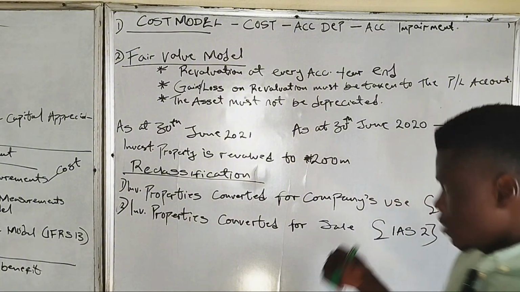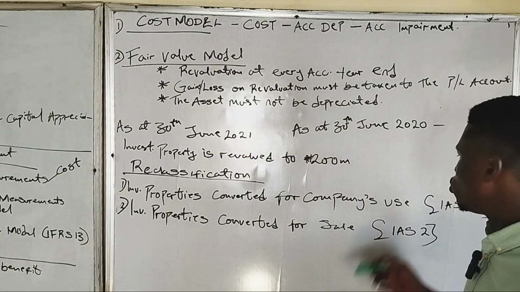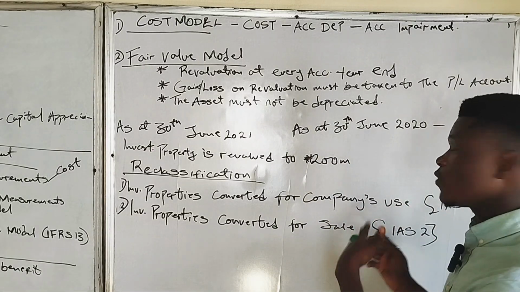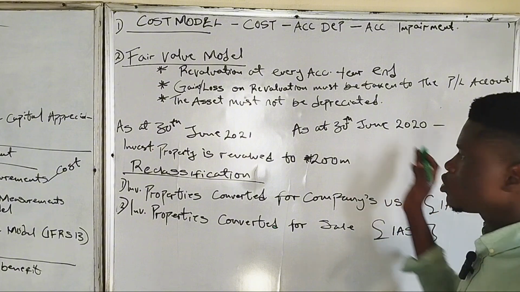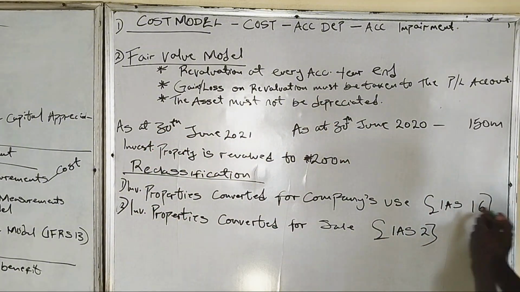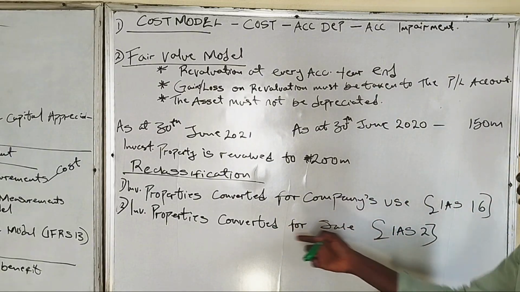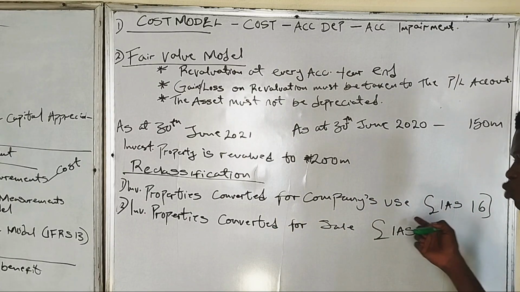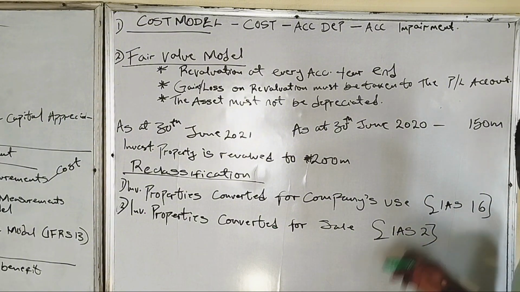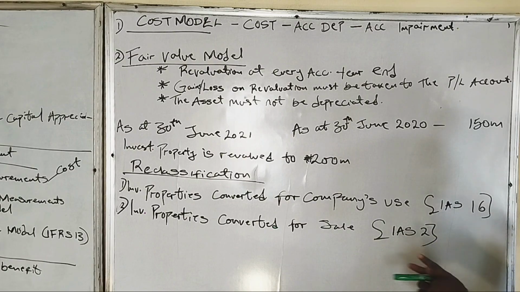So that's that. In some other cases too, an admin building or a building used for company use can be converted to investment property. So it means we can convert from IAS 16 to IAS 40 and the other way around. The same way, we can also convert from IAS 2, which is assets held for sale in the ordinary course of the business. We can also convert it to investment property.